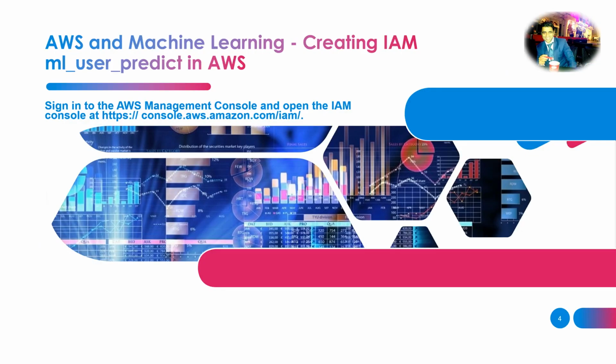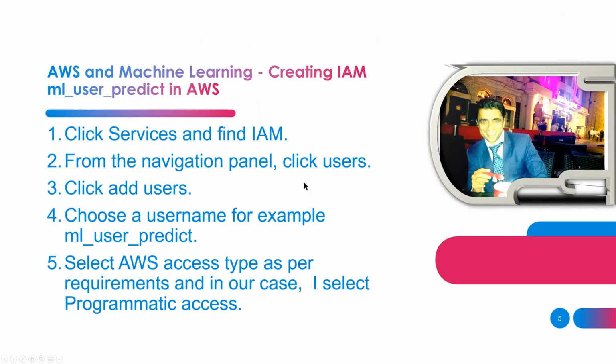Well, to create the IAM ML user predict in AWS, the first thing we need to do is sign into our AWS Management Console, and that can be done using the URL provided. Before we do the task, I would like to give you a small roadmap so that everything is clear what steps we are going to take to create this user.